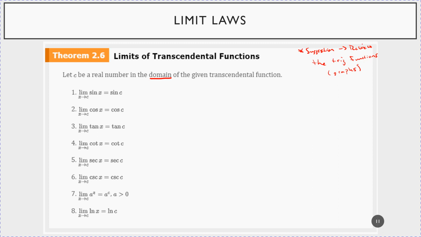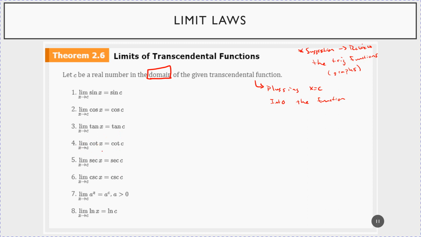Okay, so really what's going on here, look, as long as C is in the domain of the given transcendental function, that's important, as long as it's in the domain, really what's going on is you're just plugging x is equal to C into the function. Literally that's what you're doing. So the limit as x goes to C of sine of x, that's just sine of C. Limit as x goes to C of cosine of x, that's cosine of C. Limit as x goes to C of tangent of x, tangent of C, as long as it's in the domain, right? The domain of sine and cosine is all real numbers, but that's not the case for the rest of the trigonometric functions.